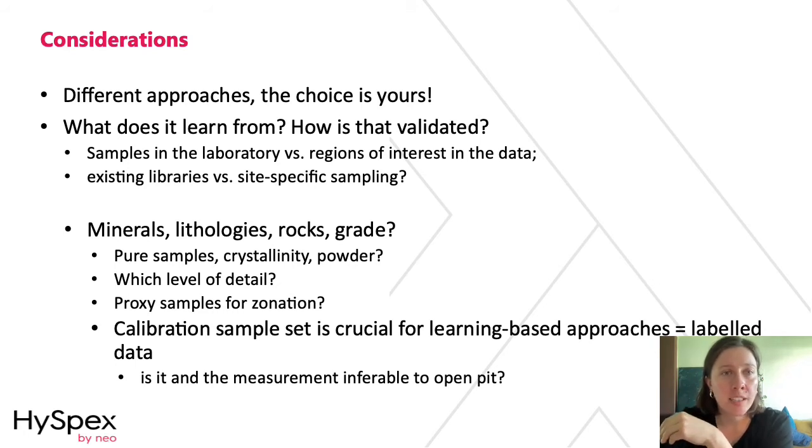And then you can also use spectral libraries to learn from, or spectral libraries to use for comparison-based approaches. And this can be done by using, for example, USGS or CSIRO spectral libraries, or it can be done by sampling on site and building a site-specific spectral library that you can use. And this site-specific spectral library ideally would be validated by geochemistry and mineralogy.